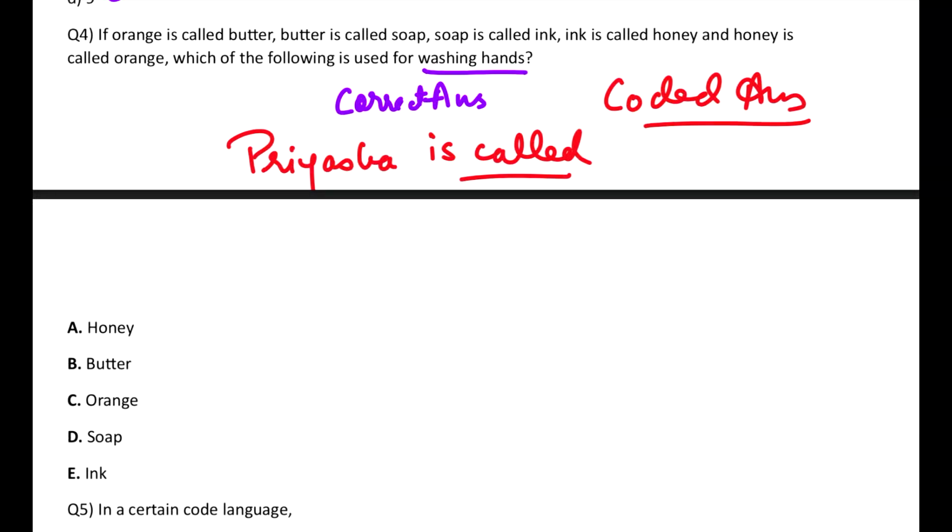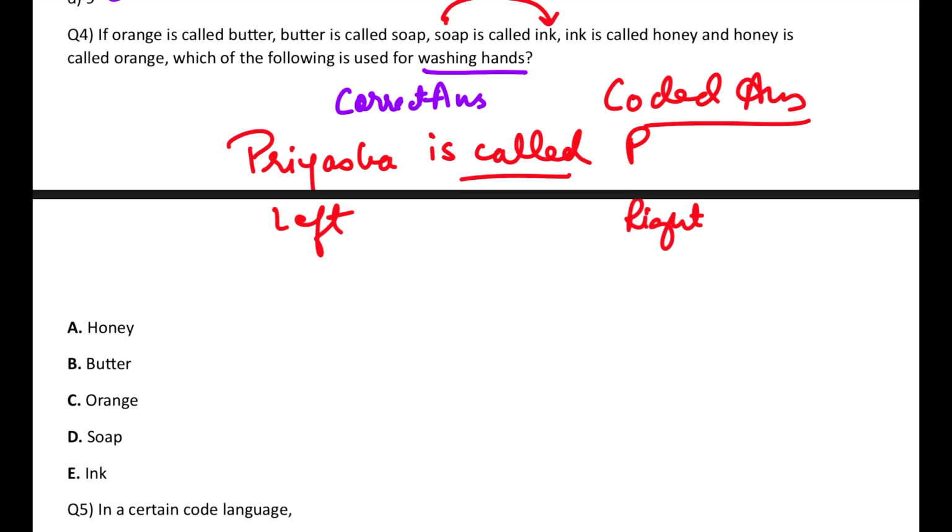Priyasha is called P, okay? So Priyasha is my real name, which is on the left hand side, and P is my coded name, which is on the right hand side. So here the real answer of washing hands is that of soap, and whatever comes on the right hand side of the soap is my real, coded answer, which is ink.